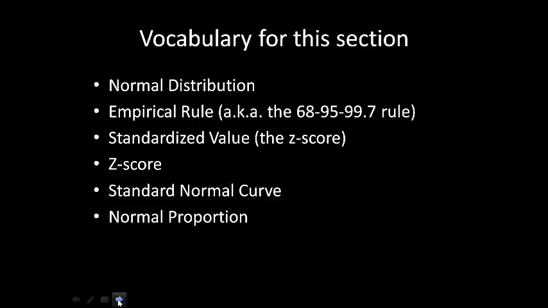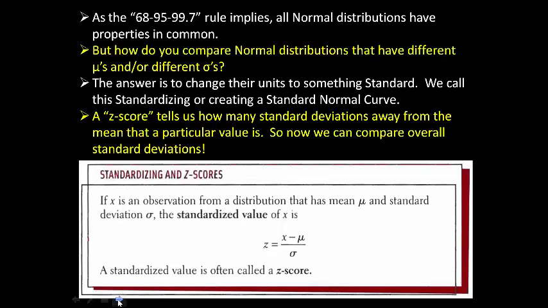and then a normal proportion. As the 68, 95, 99.7 rule implies, all normal distributions have properties that are in common. But how do you compare normal distributions that have different mu's and or standard deviations, such as when we talked about the normal height, the average height of a woman in the United States is 64.5 inches, and the average height of a man is 69 inches. How do we compare those together? The standard deviations are the same in this particular case, but we can even compare things with different standard deviations.